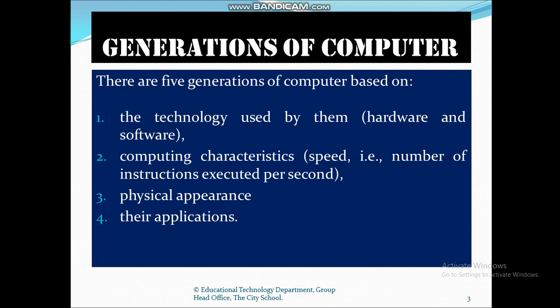There are 5 generations of computer based on 4 criteria or 4 points. Point 1, the technology used by them, that is hardware and software. Number 2, computing characteristics, speed, that is number of instructions executed per second. Number 3, physical appearance, and number 4, their applications.